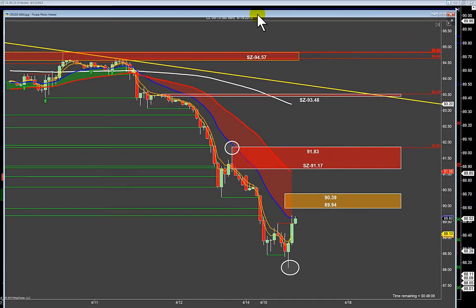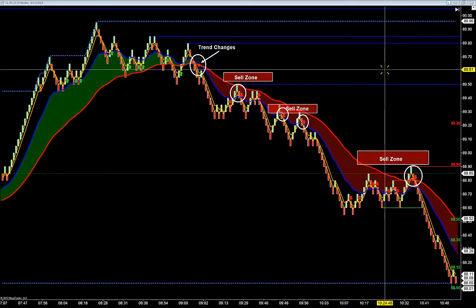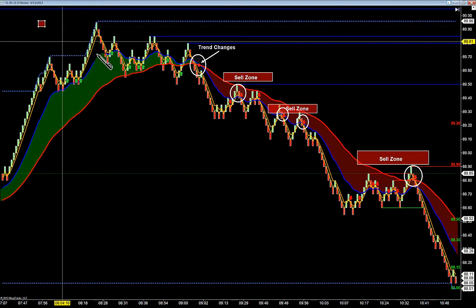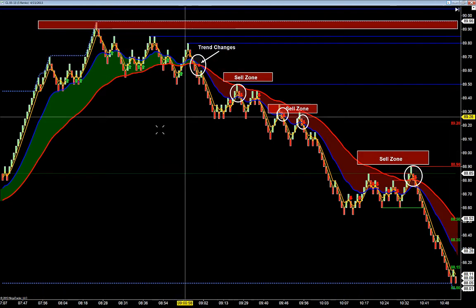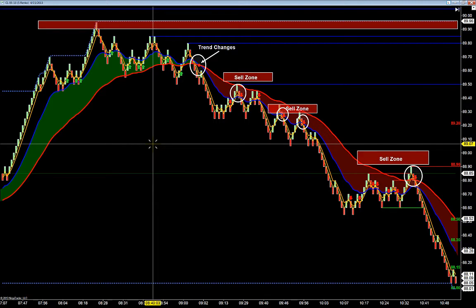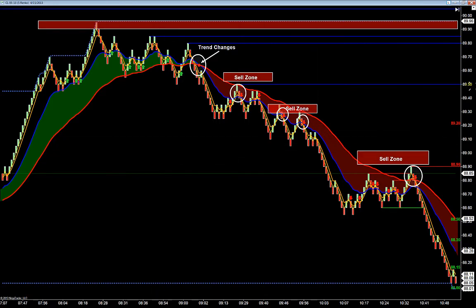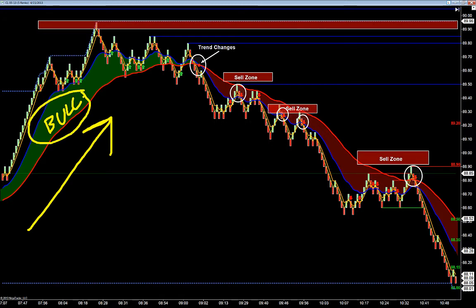Remember that? 89.94. So now here we are. Step 1, we test 89.94. There's the 94 right there. So we test it. Step number 2 now. I need to make sure we change from bullish. See how this is shaded green? When the background color is shaded green, we know the bulls are in charge.